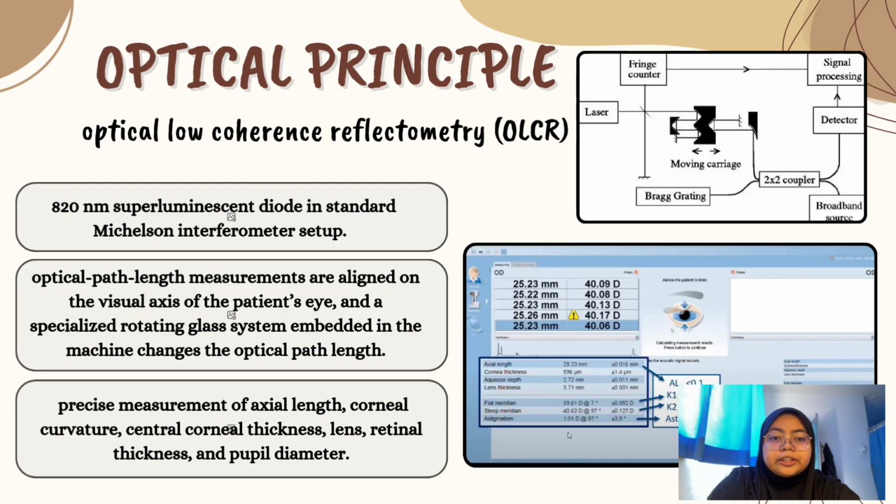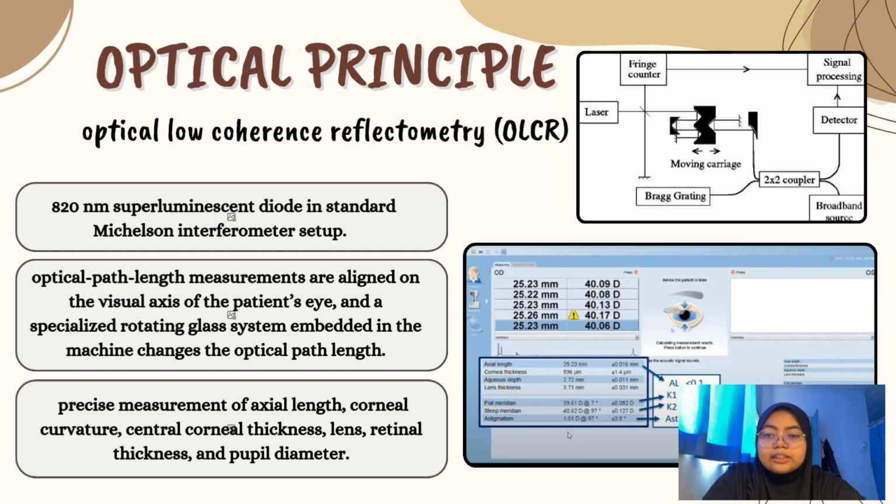Next, we move to the optical principle of the Lenstar. The Lenstar uses OLCR, which is optical low coherence reflectometry. OLCR uses an 820 nm superluminescent diode in a standard Michelson interferometer setup.